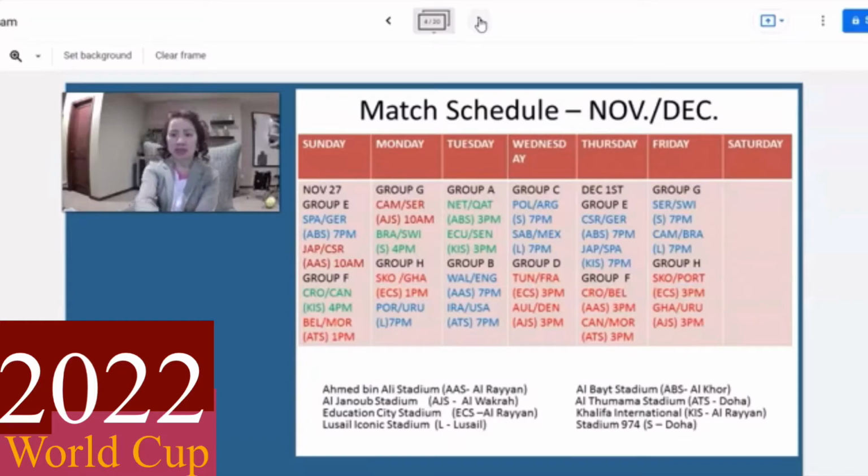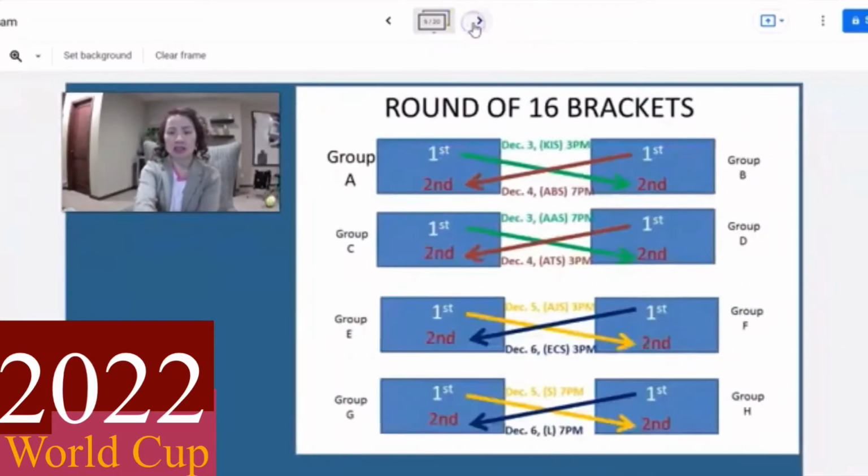Anyway, so aside from that, let's go on to the round of 16 brackets. The first matches on December 3rd will be between first place Group A and second place Group B, first place Group C and second place Group D. And on the 4th, it will be the reverse: first place Group B, second place Group A, and first place Group D, second place Group C. And analogously, on December 5th and December 6th, it is an analogous picture for Groups E, F, G, and H.